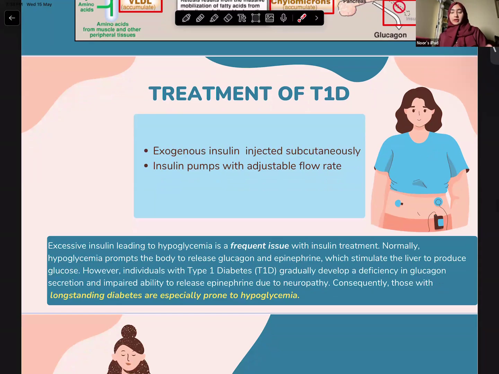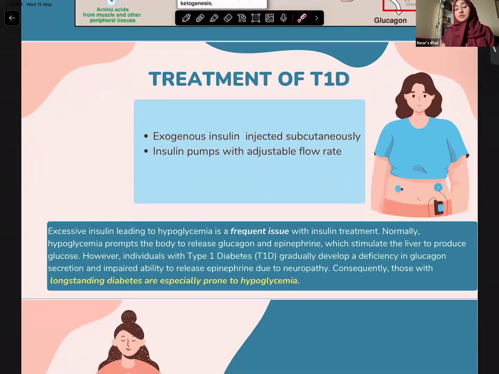Now, excessive insulin leading to hypoglycemia is a frequent issue with insulin treatment. You're giving the patient insulin, and he has hyperglycemia. At times, when you give excessive insulin to a patient who already has hyperglycemia, that can result in hypoglycemia, because too much insulin has acted on too much glucose.